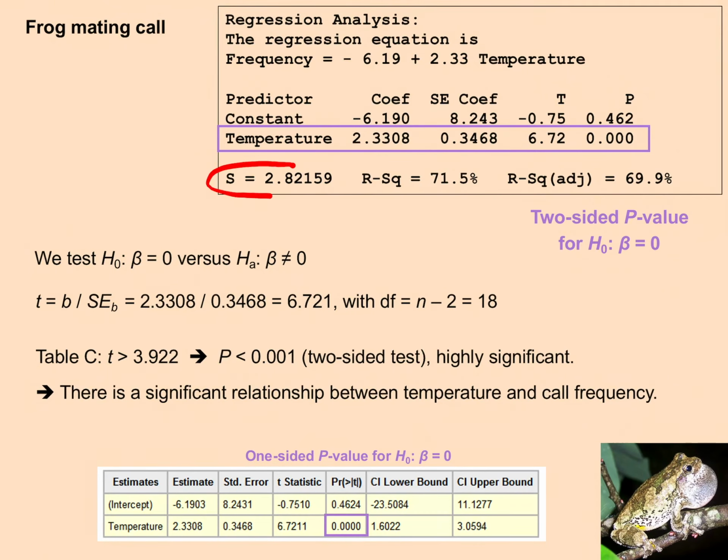Now, this value is our regression standard error, which is basically the standard deviation in your response variable along the y-axis. Here we have our slope, and here we have the standard error of the slope. If we take our slope and divide it by the standard error of the slope, we get our t-value. So a slope of 2.33 divided by a standard error of the slope of 0.3468 gives us a t-value of 6.72. That t-value is essentially saying that we are about 7 standard deviations away from our mean under our null hypothesis.